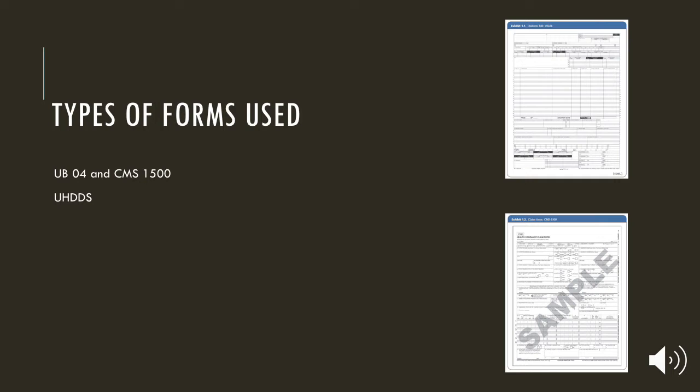The UHDDS, on the other hand, is a uniform data set, which stands for the Uniform Hospital Discharge Data Set. This, along with other similar data sets, are there to identify the data elements that should be collected for each patient and to provide uniform definitions for the common terms and data elements. Other uniform data sets include Uniform Ambulatory Care Data Set and Minimum Data Set.